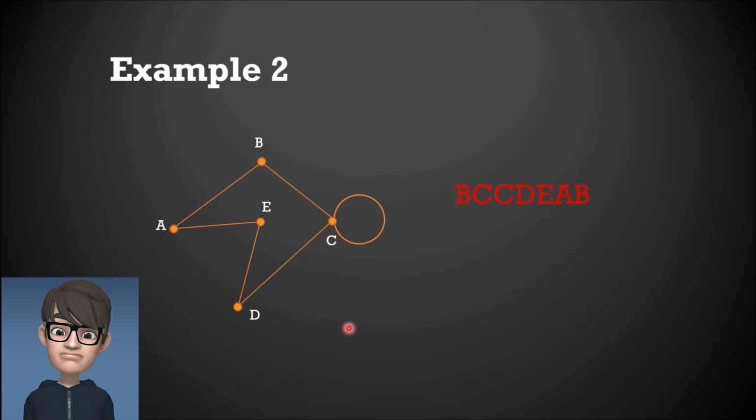So let's look at example 2. Let's say we have a path like this. We start at, let's say, B, we go to C, come back to C, we go to D, go to E, and come back to A. Same as example 1, we start at this point, and we also end at the same point, which is B. So we are visiting every edge and starting and ending at the same vertex. So this is also an Euler circuit.